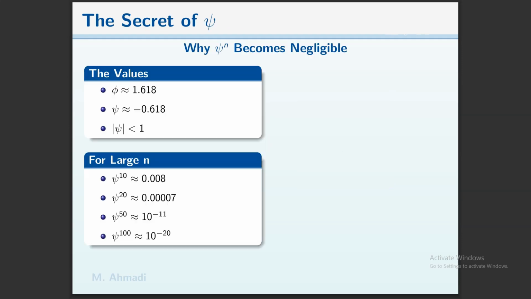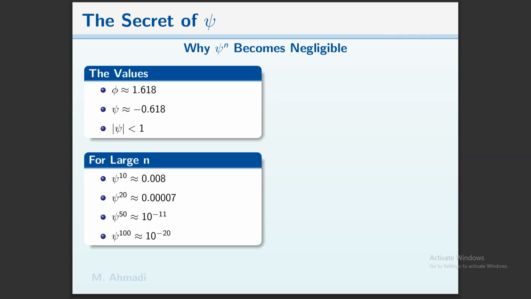Also, the study has a secret. Why does psi to the n become negligible? Because the value of phi is approximately equal to 1.618, and the value of psi is approximately equal to minus 0.618. The absolute value of psi is less than 1 for large n.